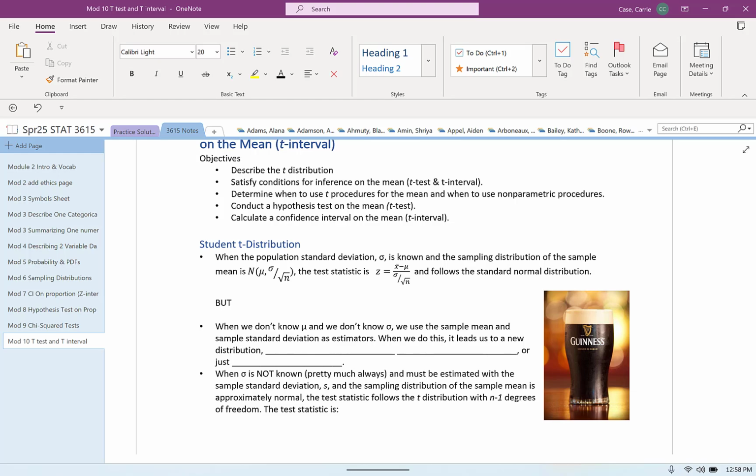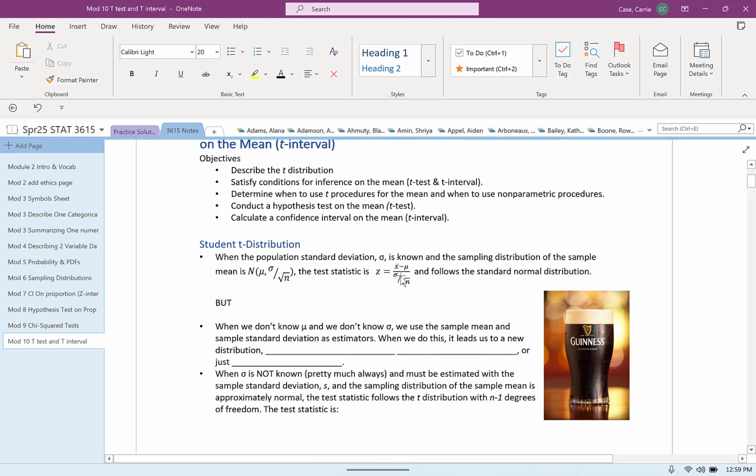When the population standard deviation sigma is known and the sampling distribution of the sample mean is normal, it has a mean mu and standard deviation sigma over square root of n, which is the standard error. The test statistic is a z-test statistic, x bar minus mu over standard error, that follows the standard normal distribution. But most of the time, if we're trying to estimate or test the population mean mu, it's because we don't actually know what the population standard deviation is.